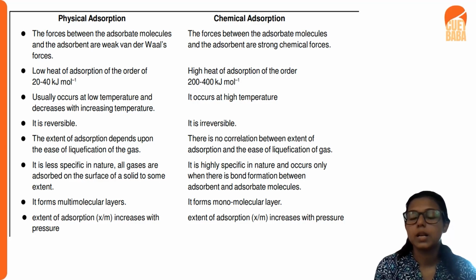In nature, there are a lot of easily liquefiable gases. So, all these gases that are easily liquefiable will get adsorbed on the surface of the adsorbent. That is the case of physical adsorption. But chemical adsorption is highly specific in nature. Only the adsorbent and adsorbate that are compatible with each other will get adsorbed on the surface of the adsorbent.